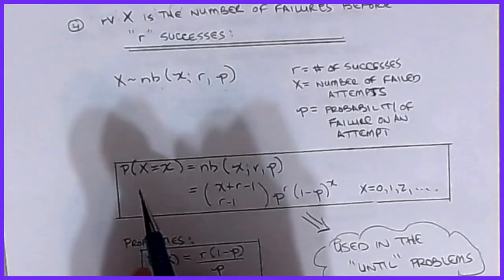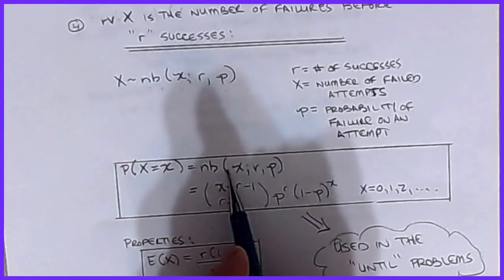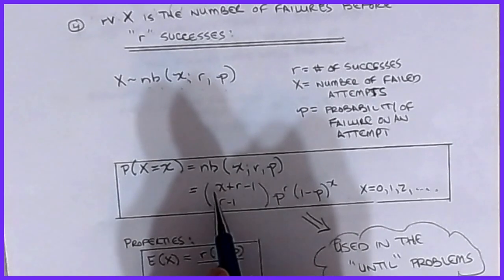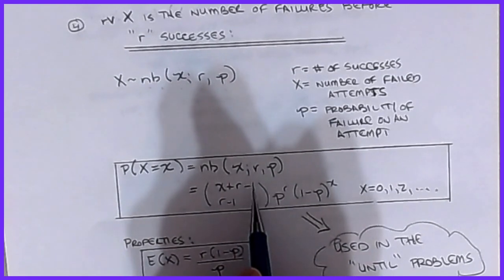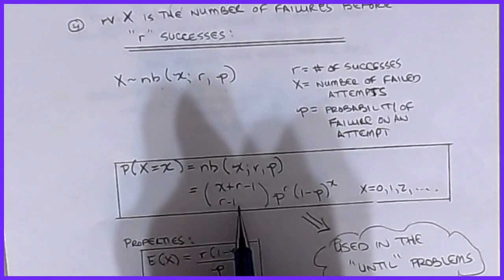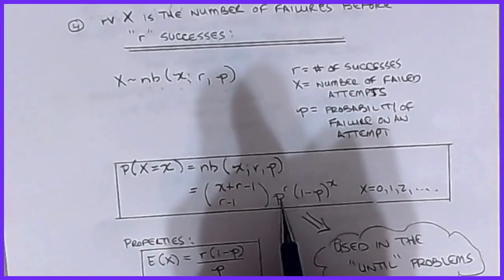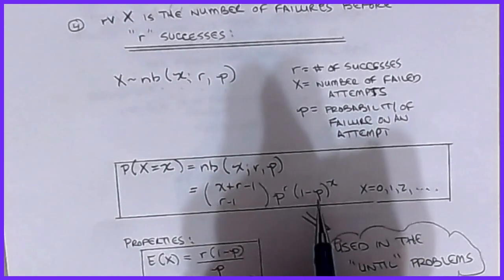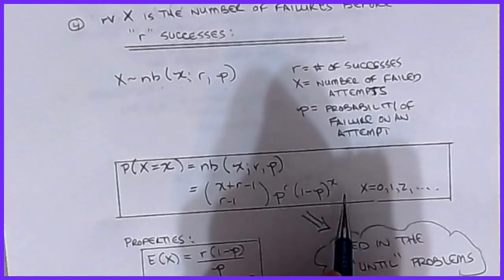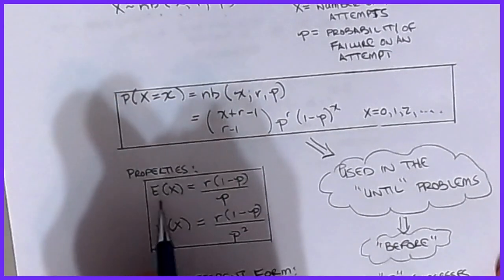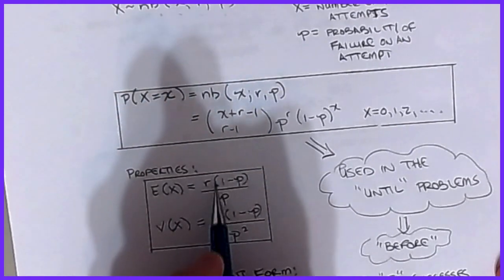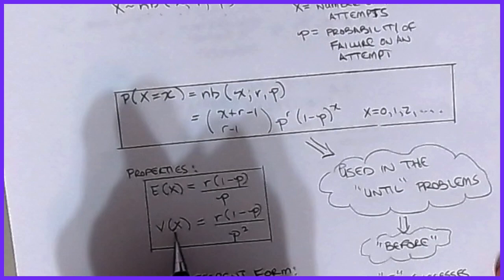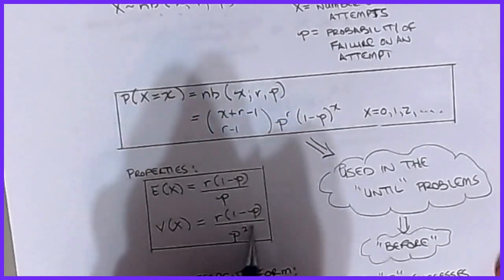All right, so just like before, the probability that X equals x is negative binomial (x; r, p), and our equation looks something like the following. The combination term in front becomes (x + r - 1) choose (r - 1), which is the number of ways in which that's going to happen. Then we take the probability p raised to the r, and then (1 - p) raised to the x, where x equals 0, 1, 2, and so on. If we do that, we can show that the expected value of this distribution is r times (1 - p) over p, and the variance of our random variable is r times (1 - p) over p squared.